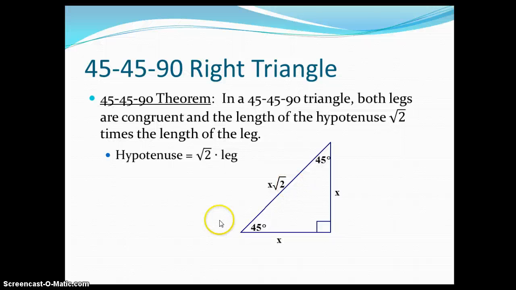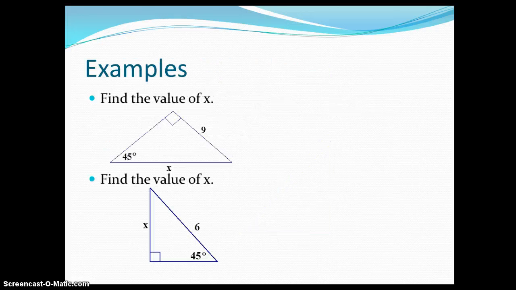So we know that the lengths of the legs, let's call these x, are going to be the same. It's an isosceles triangle. And the hypotenuse is going to be x times square root of 2, or the length of the leg times square root of 2. This is going to give us information about our triangle. So let's actually look at this with numbers. So we're going to find the value of x in our diagram.